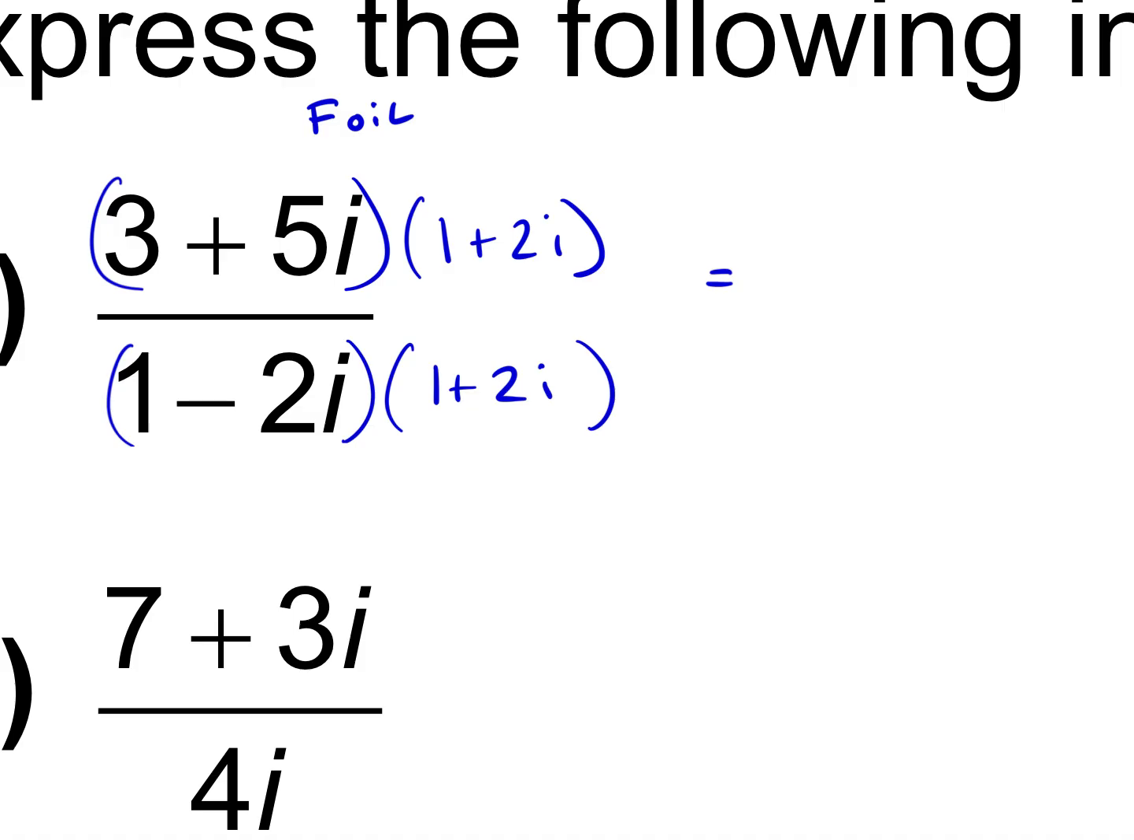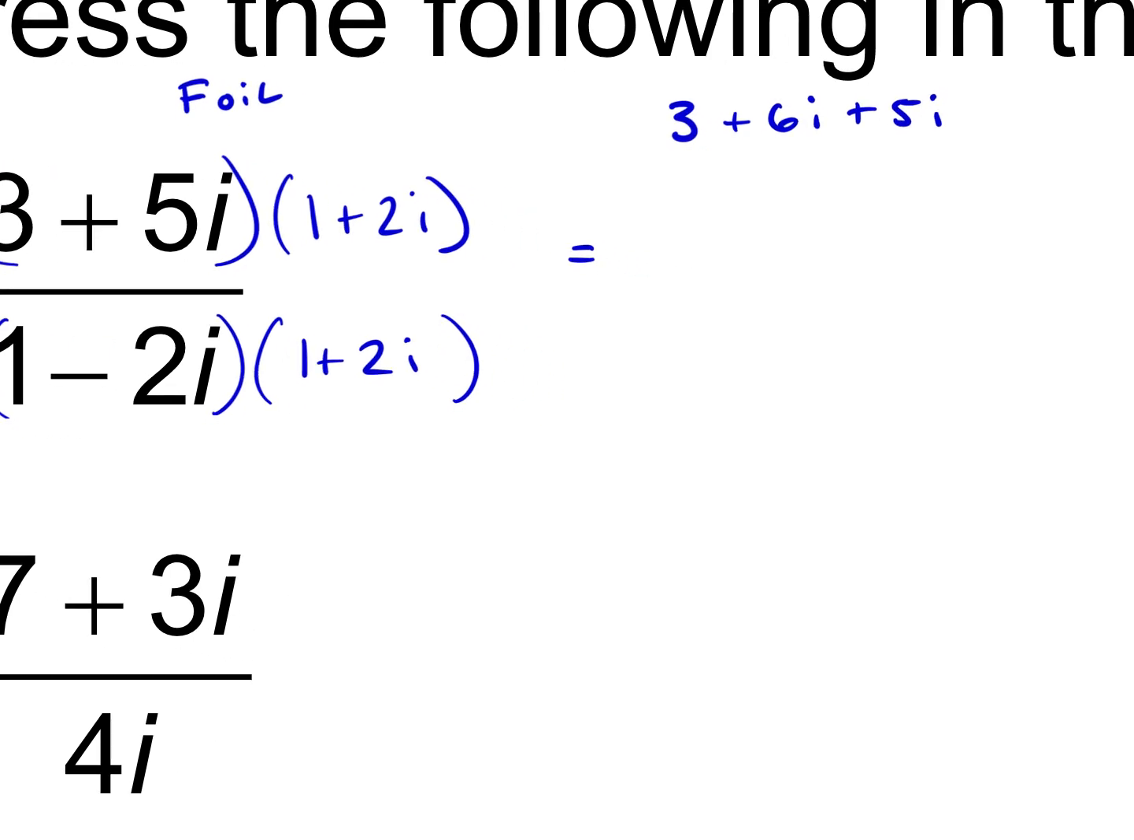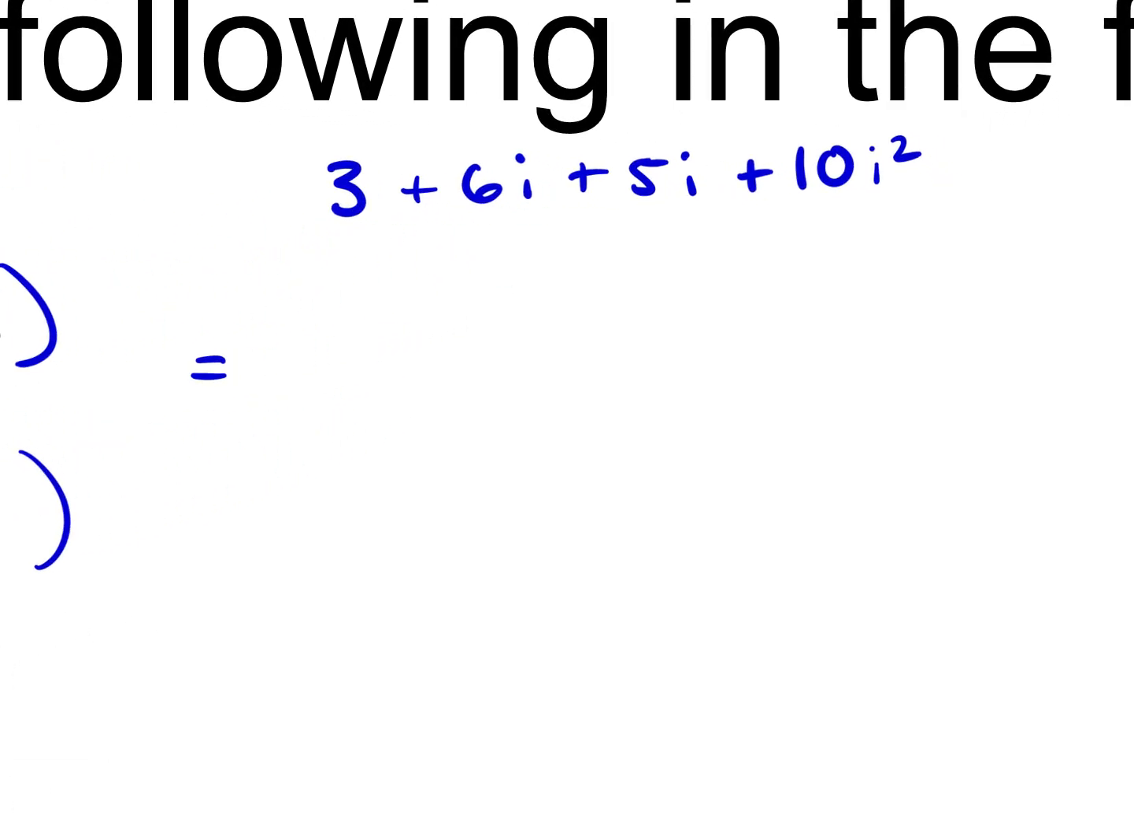So 3 times 1 would be 3. 3 times 2i is 6i. 5i times 1 is 5i. And then 5i times 2i would be 10i squared. So we FOILed out the top. We got this. Let's simplify a little bit more. Does anybody remember from Friday what i squared changes to? Negative 1. So what's negative 1 times 10? Negative 10. Perfect. So this changes to be negative 10. Anytime you have an i squared, you want to change it to be negative 1.